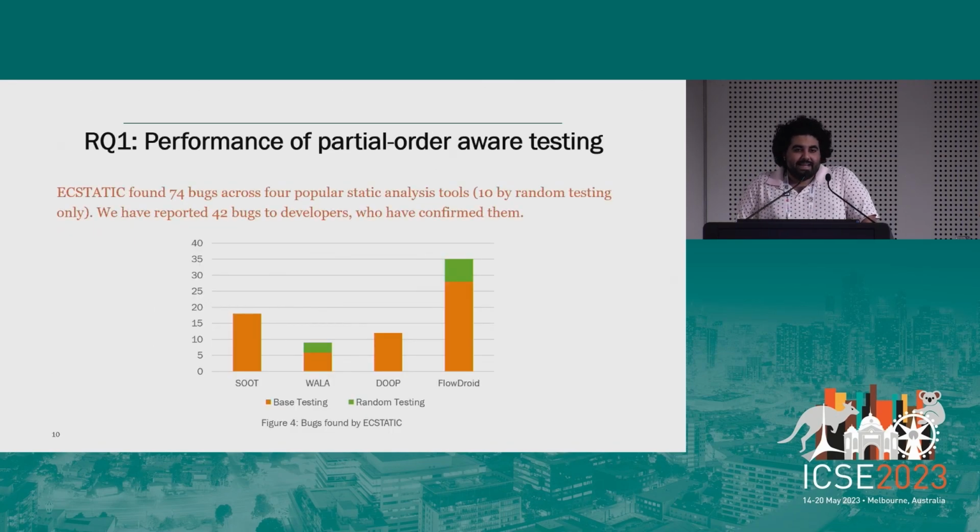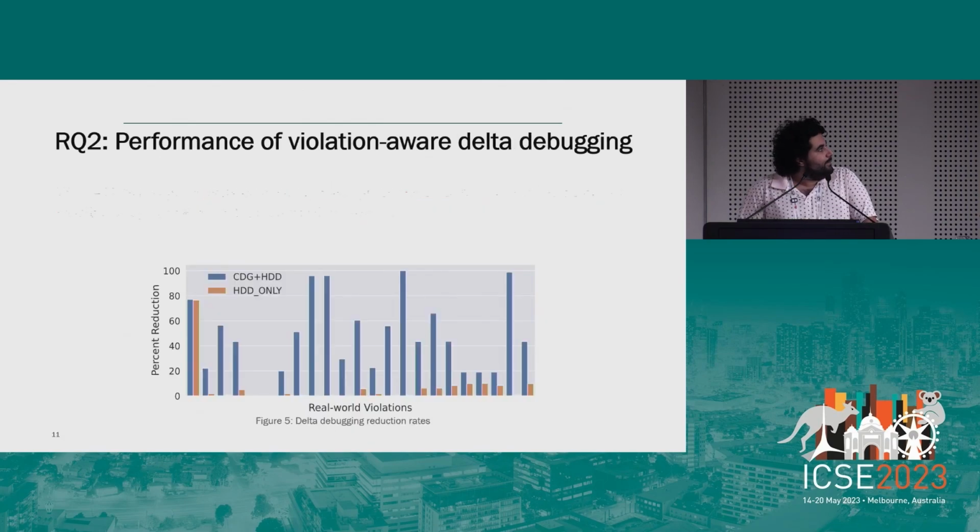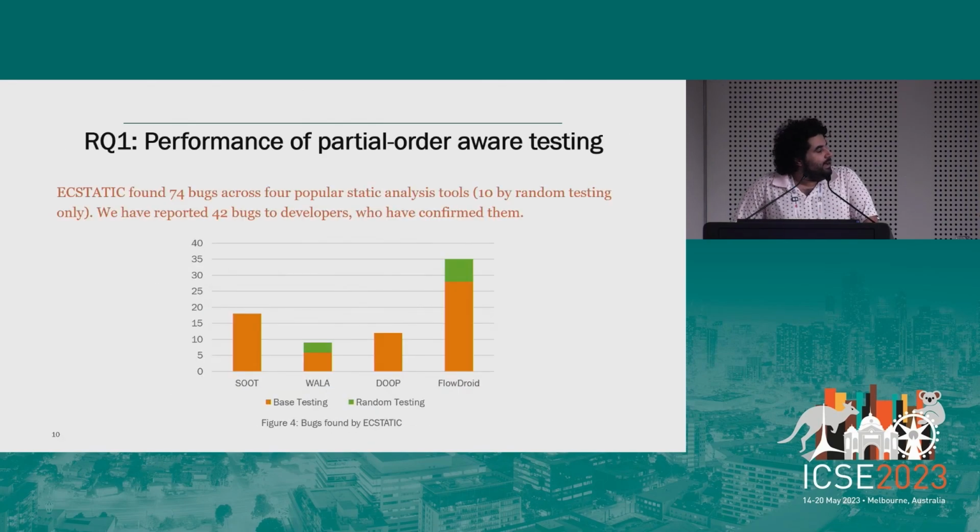We evaluated ECSTATIC's ability to find bugs, and in total, we found 74 bugs in these 4 popular, maintained static analysis tools. As you can see, most of them were in Flowdroid, but we found bugs in all 4 of them. We reported about half of these, 42, to developers, and in every case where they replied, they acknowledged that what we found was a bug. We have so far fixed 3 bugs in Flowdroid and are working with the developers of Wala to fix more.